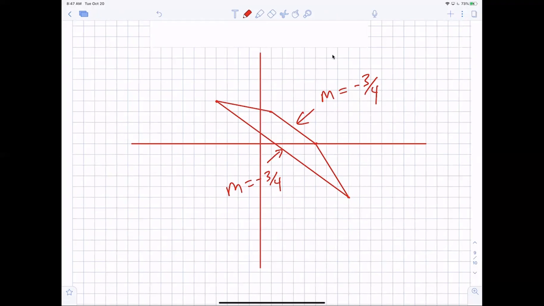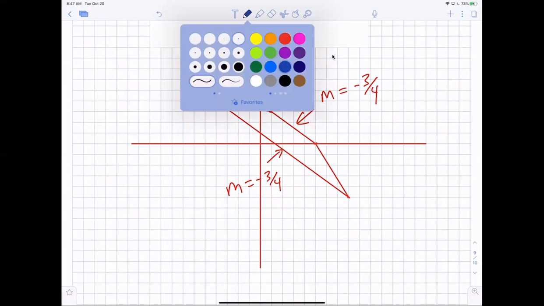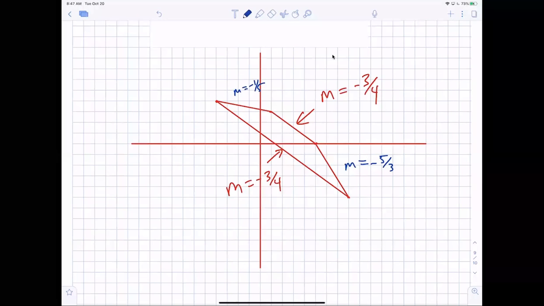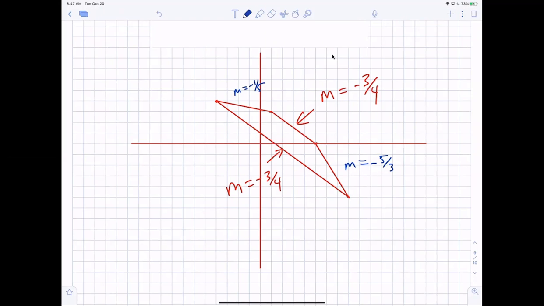Obviously the other slopes are not the same, right? So that is the definition of a trapezoid. If you wanted to, we could quickly say the slope is 1, 2, 3, 4, 5. Is that negative 5/3? And then over here, it's 1, 2, 3, 4, 5. The slope is negative 1/5. All right, so from that, we can say that it is a trapezoid.